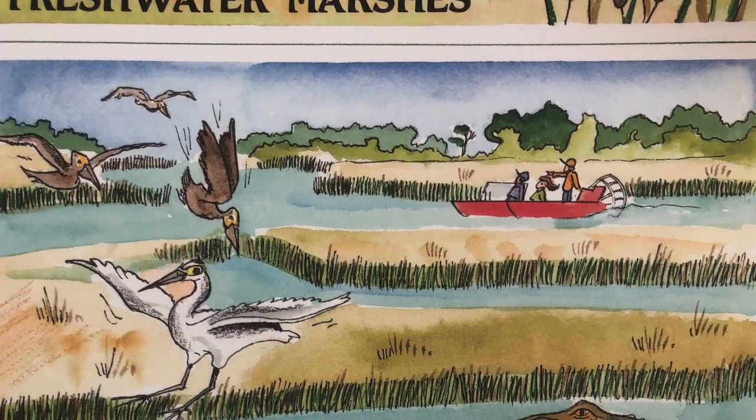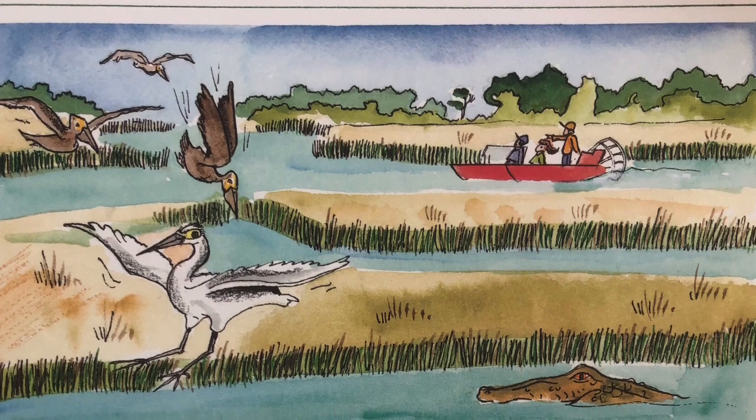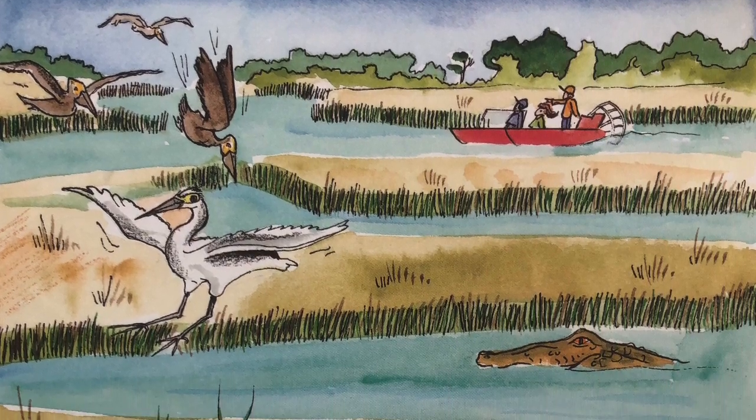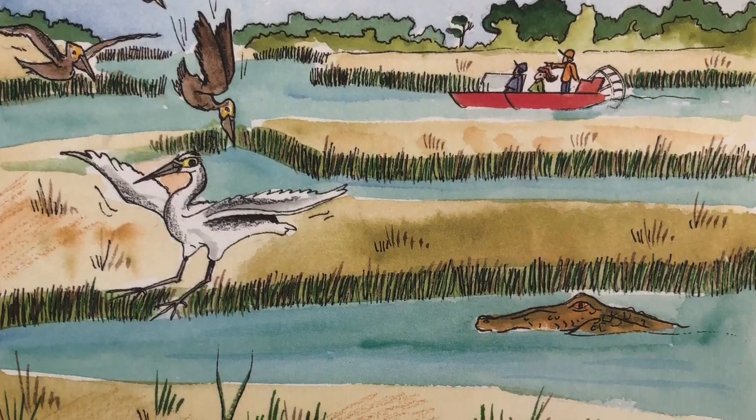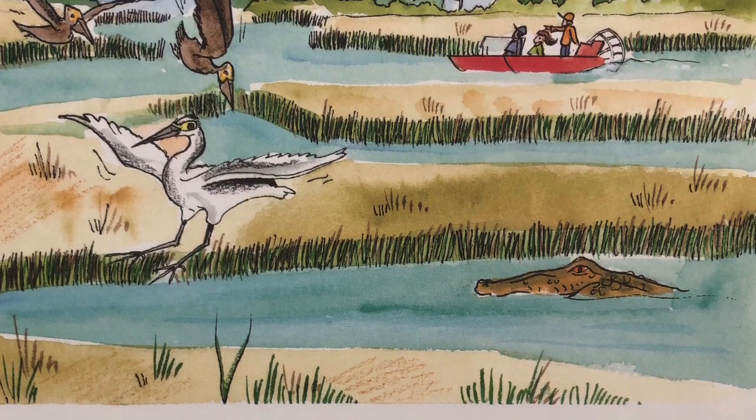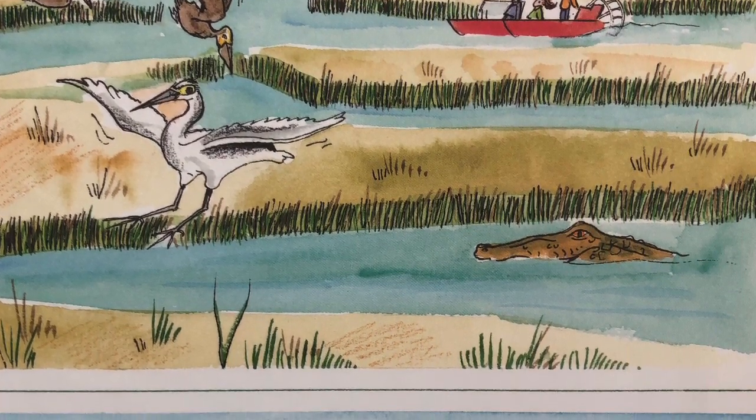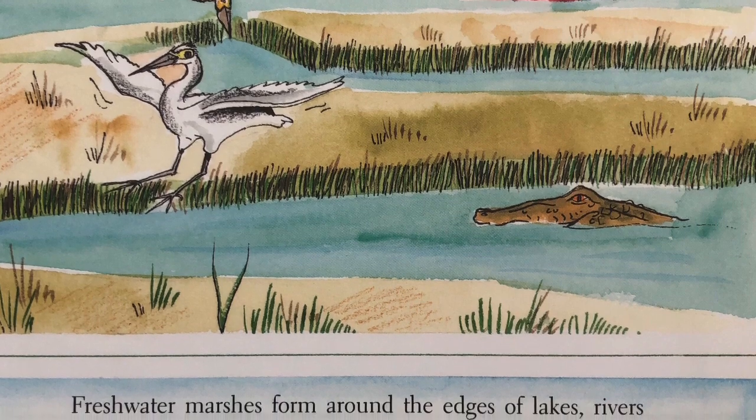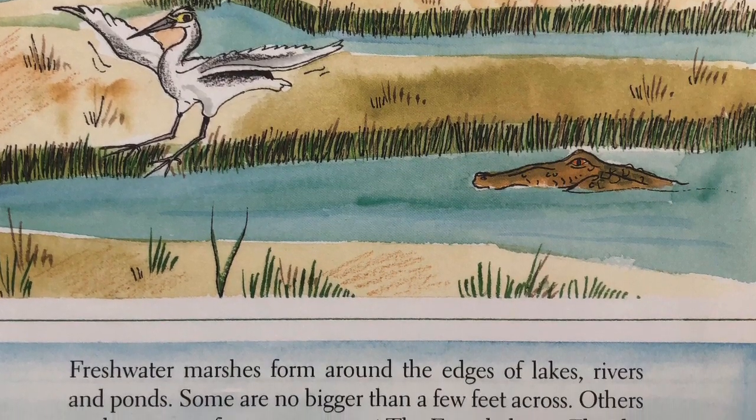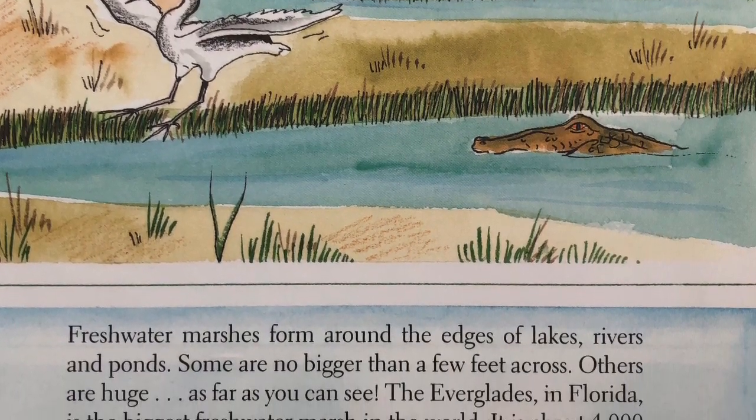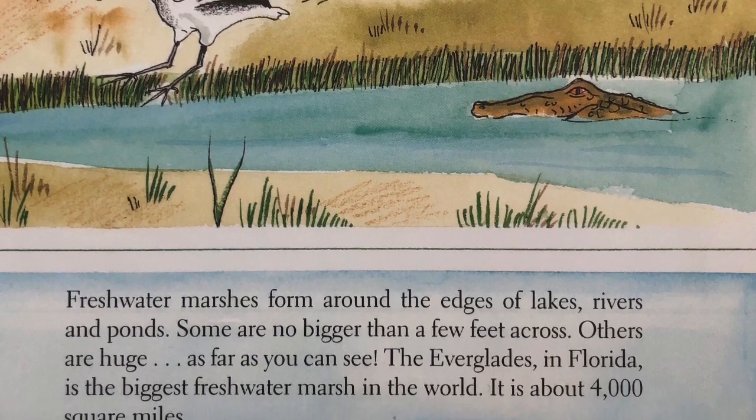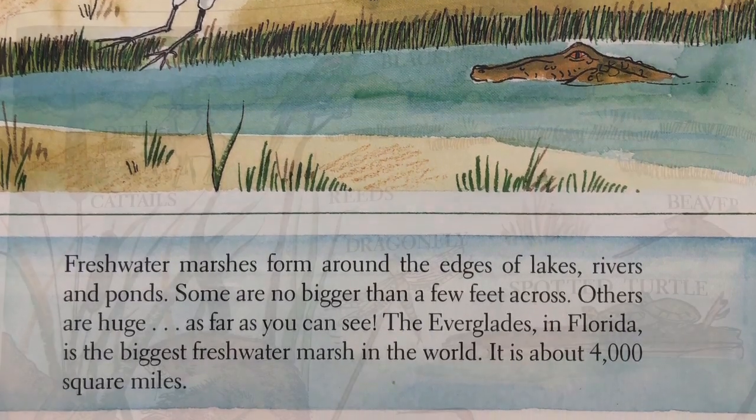Freshwater marshes. Freshwater marshes form around the edges of lakes, rivers, and ponds. Some are no bigger than a few feet across. Others are huge, as far as you can see. The Everglades in Florida is the biggest freshwater marsh in the world. It is about 4,000 square miles.